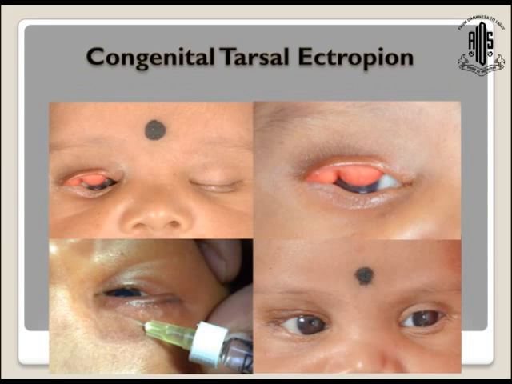Tarsal ectropion is a condition that Dr. Grover touched upon, where the entire tarsus is upside down, and in such patients it has been said that the anterior lamella is severely deficient. However, it's an age-related thing. As the child grows, it is expected that the anterior lamella will grow and there will be some amount of improvement in this condition. So what we can do temporarily for such patients is to inject a filler agent.